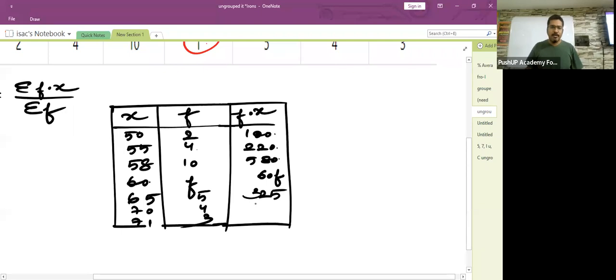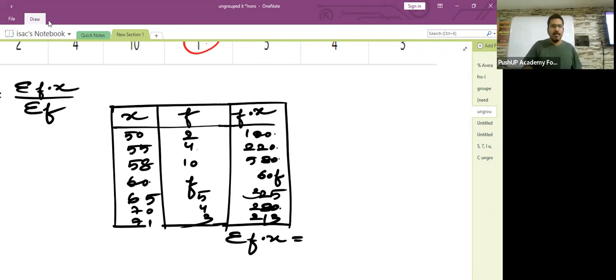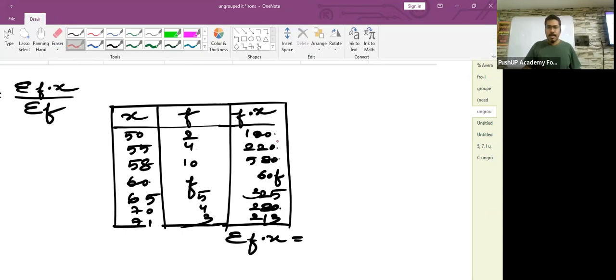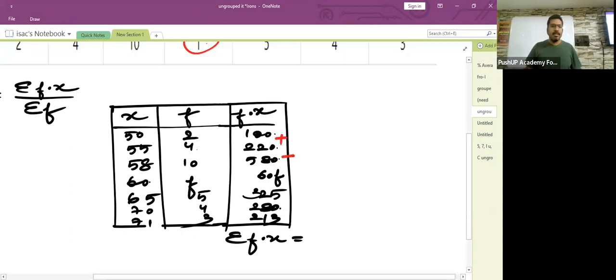325. 70 into 4 is 280. 71 into 3 is 213, isn't it? 213. Let's find the value of sigma f into x. One more minute left. 100 plus 220, 320. 320 plus 580, 900. Don't add 60f over here. We can do it later.